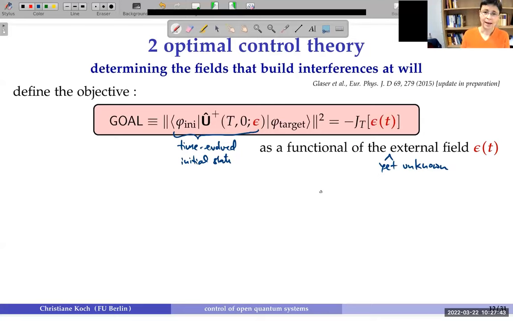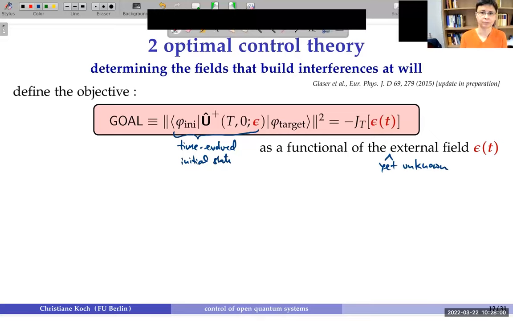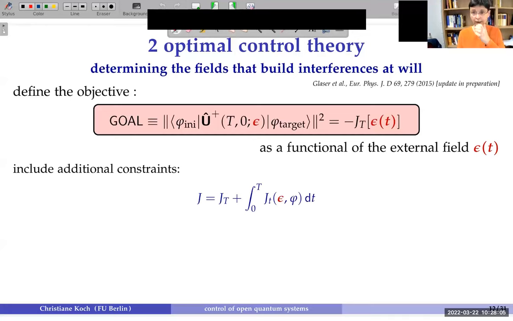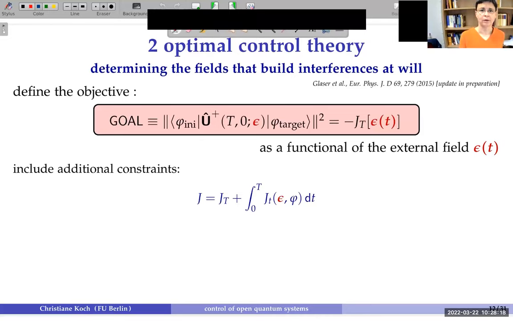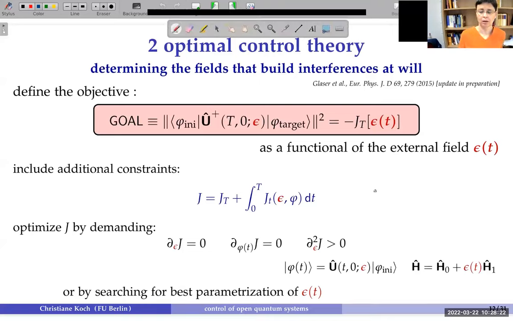And then we can ask for an extremum of that functional, and asking for the condition of an extremum will give us a prescription that allows us to calculate the external field. And that's the essence of optimal control theory. Before we do that, what we usually should do is include additional constraints, for example, to keep the amplitude of our external controls finite, or to include other constraints that may be relevant for a given experiment. Okay, and then we optimize this functional J, or the total J that we get by adding what we want and those additional constraints. And the conditions for having an extremum are those two here. So these are the extremum conditions.